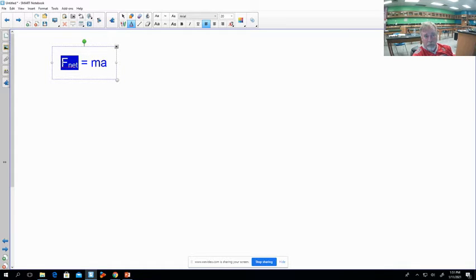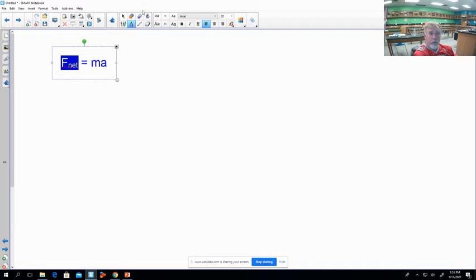Object in motion tends to stay in motion. Object at rest tends to stay at rest unless acted upon by an outside force. That was our law of inertia. That was our first law. And this is how it gets embodied in the second law of motion, F equals ma. And again, I want to be very careful. This is F net. This is the sum of all of our forces. The net sum of all of our forces will determine the acceleration of our object.